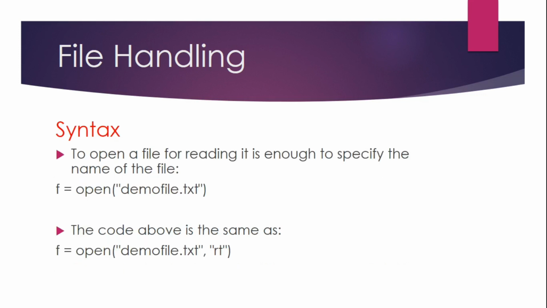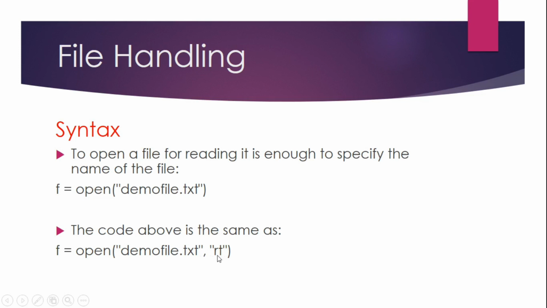And so guys, now to open a file for reading, it is enough to specify the name of the file. Remember that this is the open function, and it is used to open the file. Inside it, we can have the file path or the file name. The code is the same as the code above. We have the open function, then the file path or the file name, and then also we have the mode.